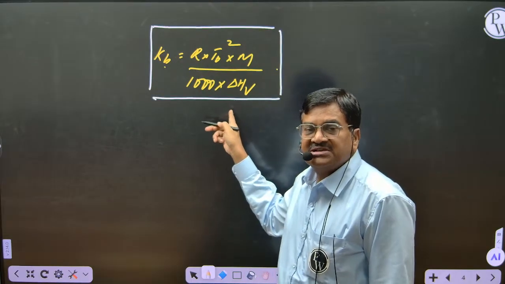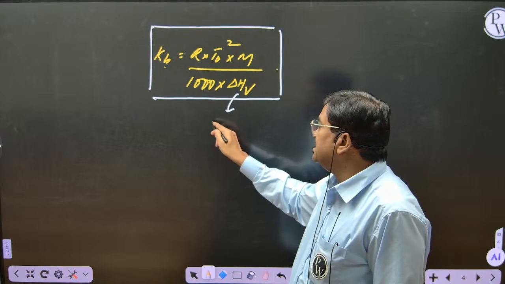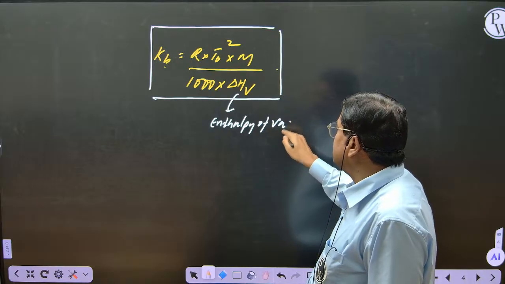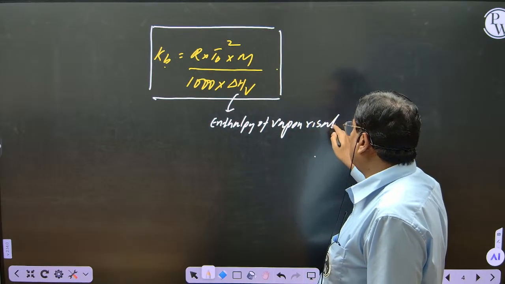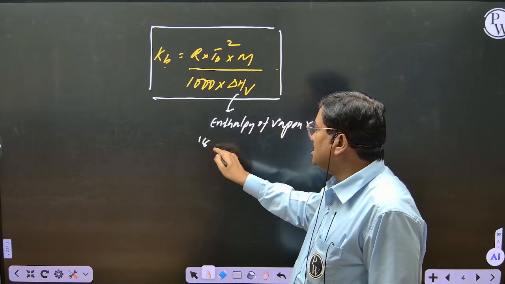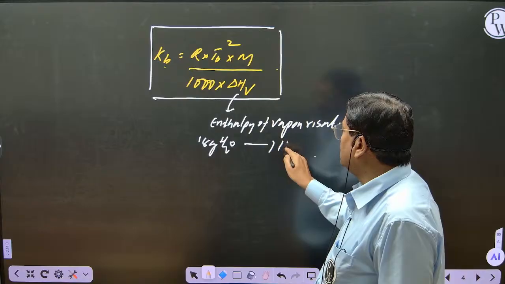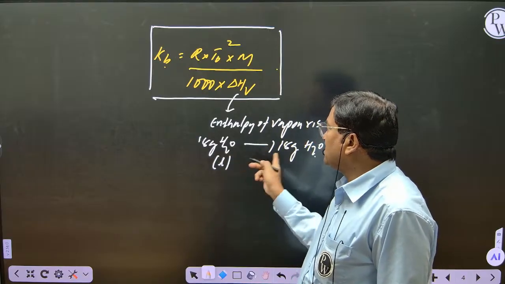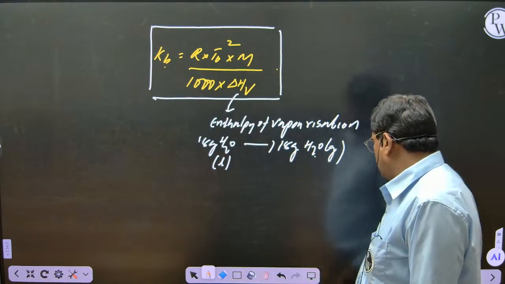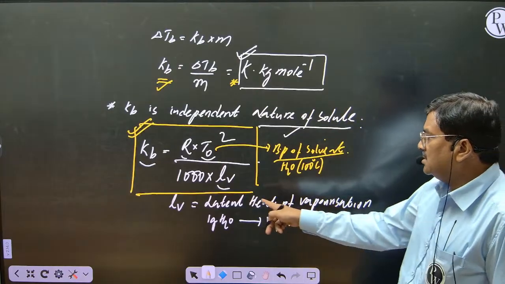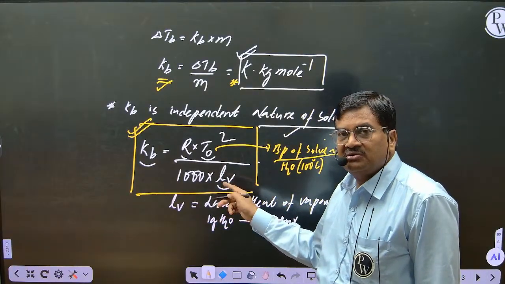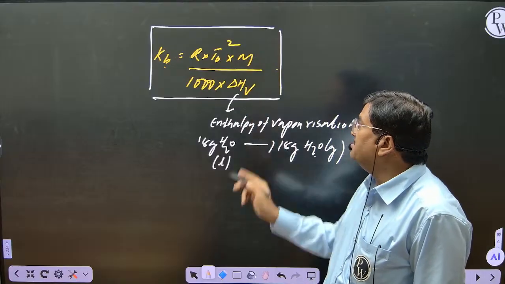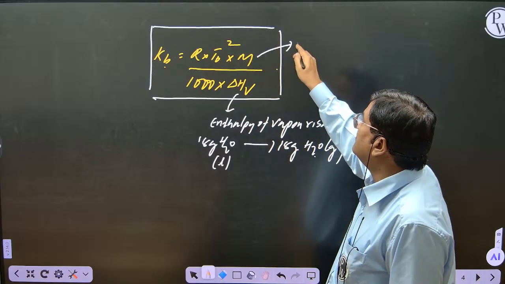You studied this in the thermodynamics chapter. What does enthalpy of vaporization mean? You remember in 11th class thermodynamics, enthalpy of vaporization is for 1 mole of water. That means converting 18 grams of liquid water into 18 grams of vapor. Previously we wrote for how many grams? For 1 gram we wrote. For 1 mole, what do we do? We multiply by molar mass. So what is this M, students? Molar mass.